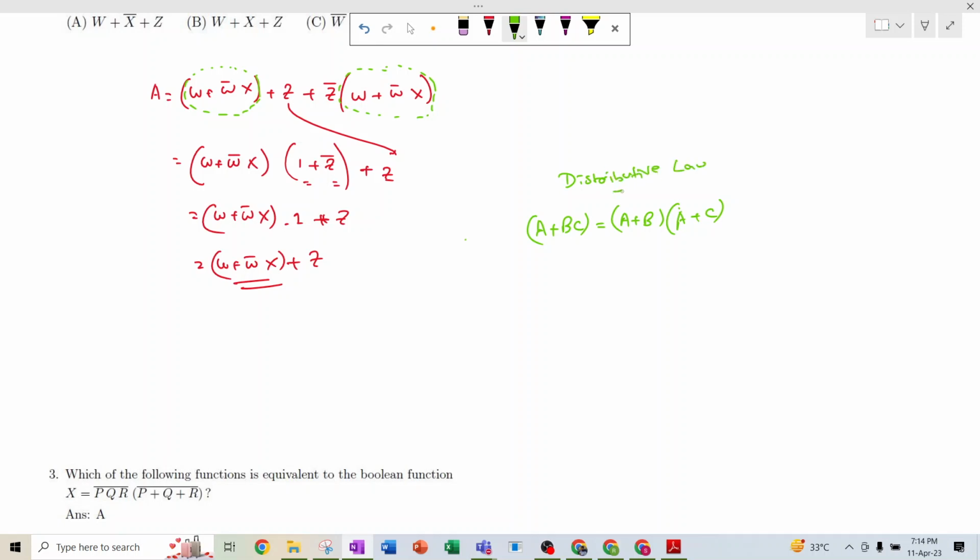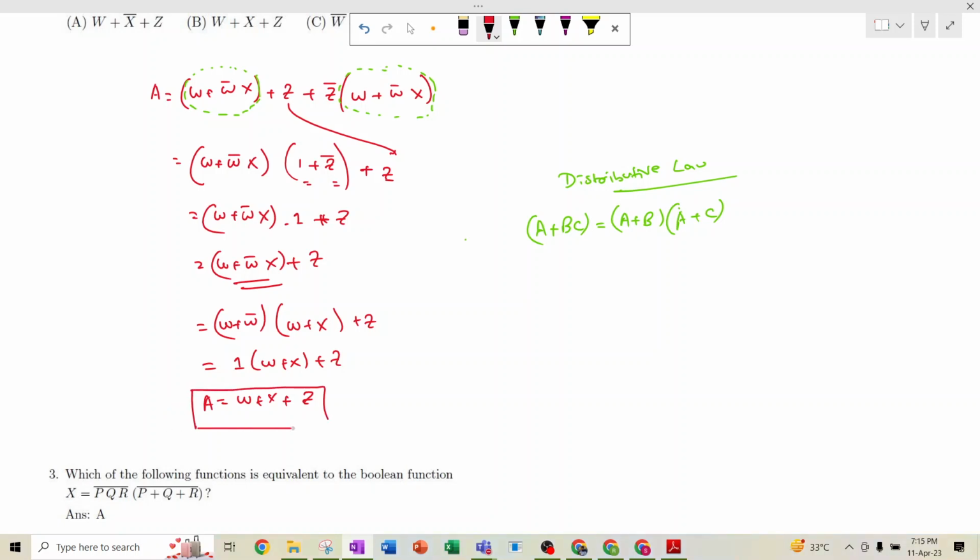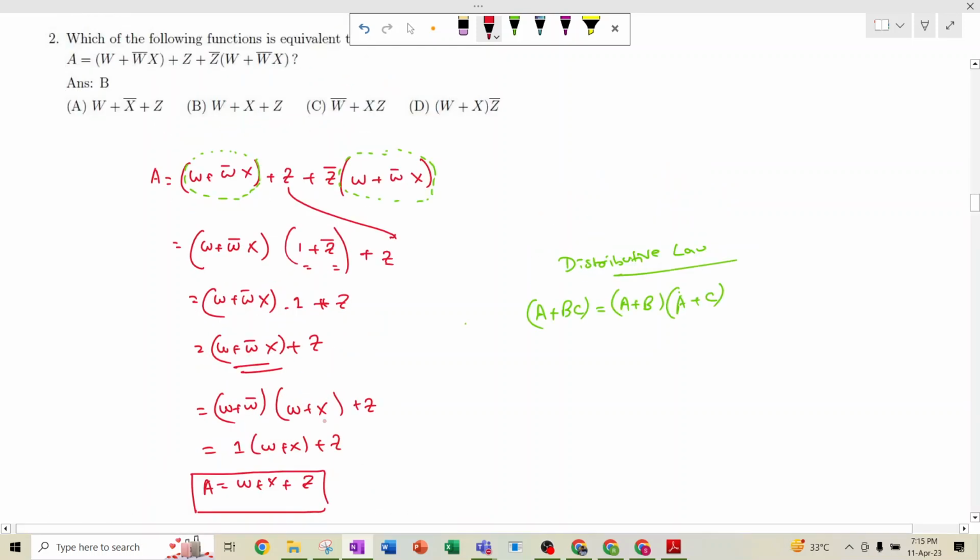Yeah. So same thing if we use here, we get (w plus w bar) into (w plus x plus z). Now w plus w bar is 1 according to the Boolean law. Multiply the w plus x plus z. So that means it will come as w plus x plus z. So this is the simplified Boolean expression. It cannot be simplified further. So this is the ultimate answer. So the correct answer will be w plus x plus z, which is answer B.